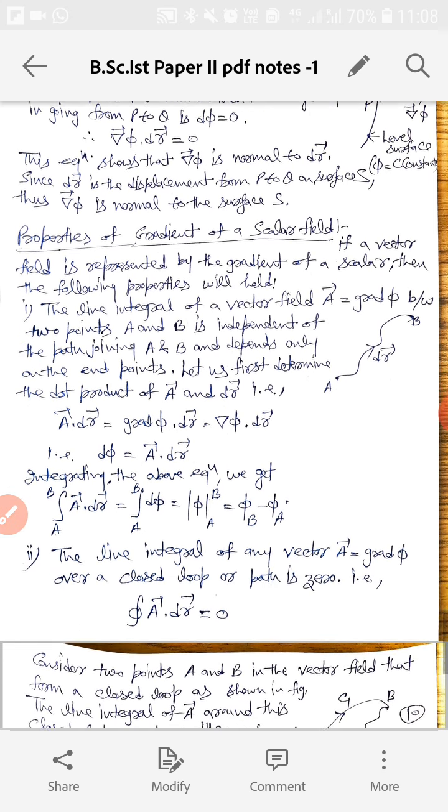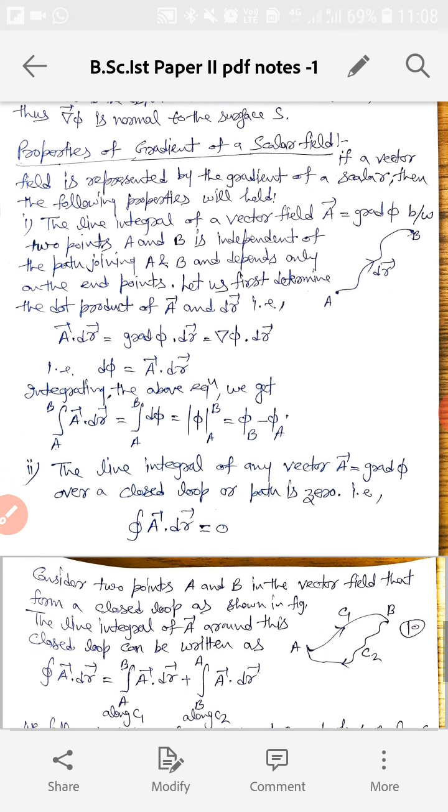So now we come to the important properties of gradient of a scalar field. These results are very important, which we are going to use many times in our coming classes.